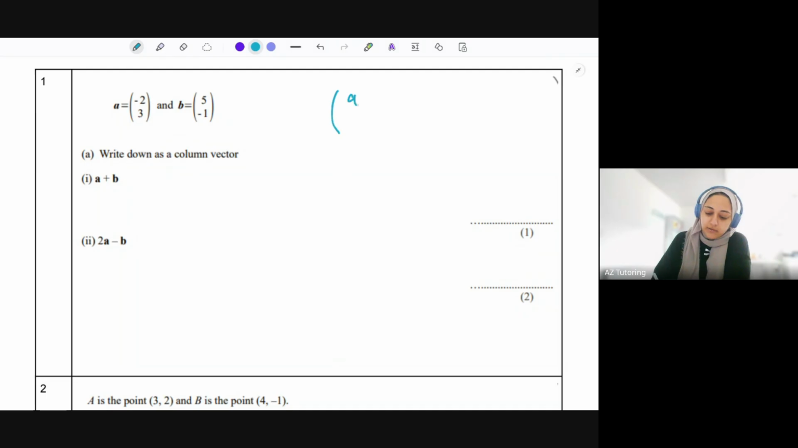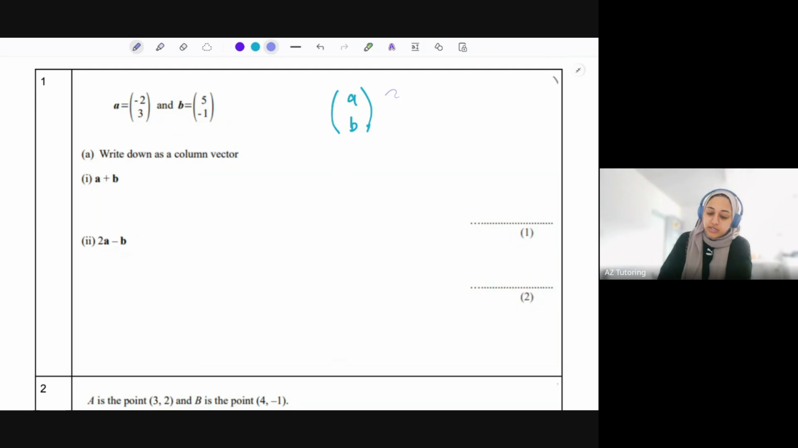Vectors are displayed in the form just like this, as a column vector. Sometimes they're bolded letters as well. We can't really write bold, so I could say vector A with a line underneath it just to represent that it's a vector. And for the column vector, the top number means it's either going right or left.